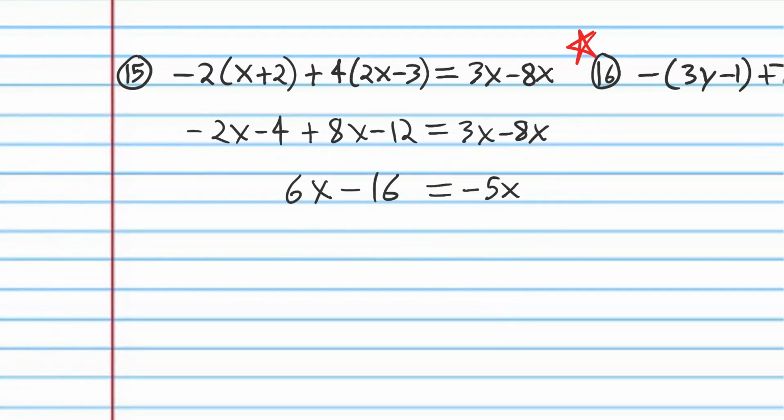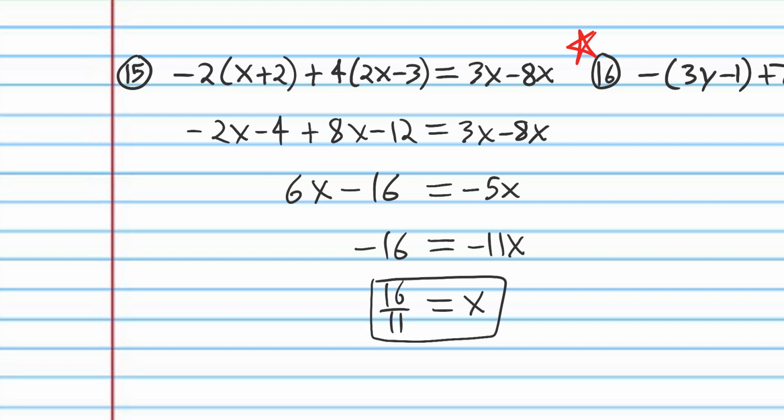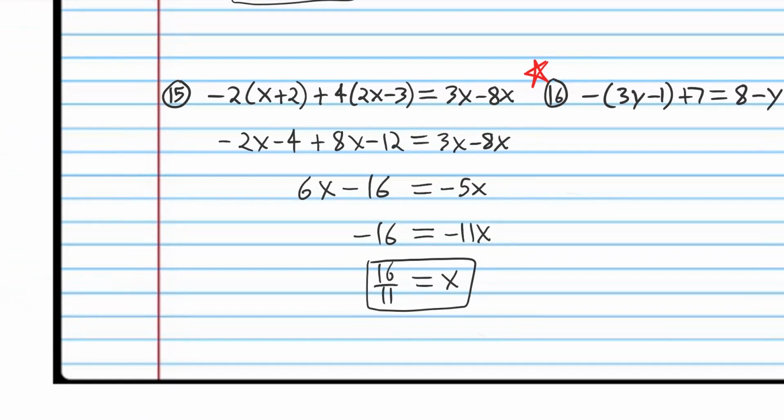And we're going to add... well, I guess in this case we'll just use the negative. So subtract 6x from both sides, because it'll be one less step. And we get negative 11x over here. And then divide both sides by negative 11, and you get positive 16 over 11. So if you got 16 over 11, good job.